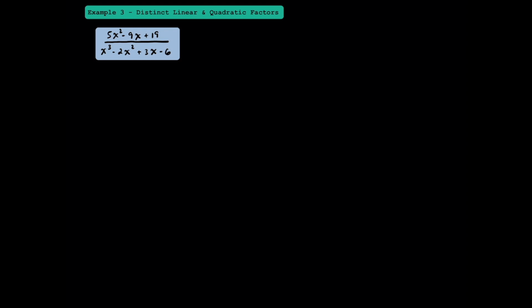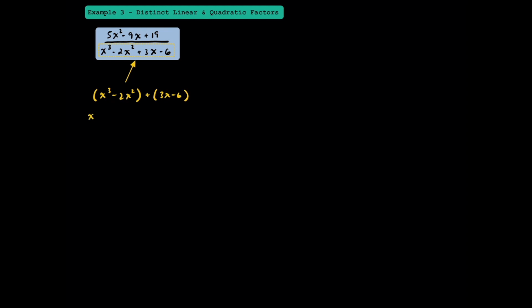In example 3, let's practice decomposing a rational expression that has distinct linear and quadratic factors. Let's see if we can factor this cubic polynomial here. When factoring cubic polynomials, I always like starting off by just seeing if I can factor by grouping. Grouping the first two terms here, and grouping the second two terms.